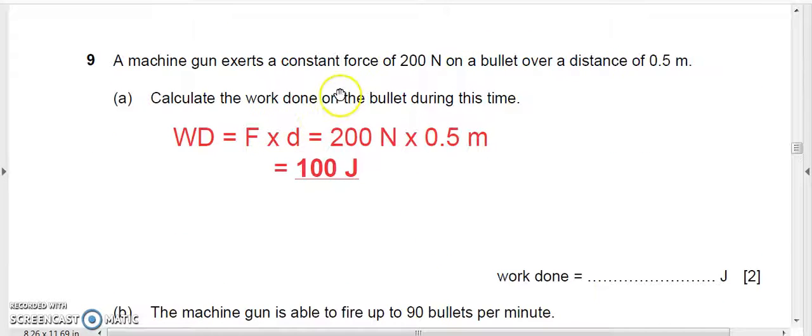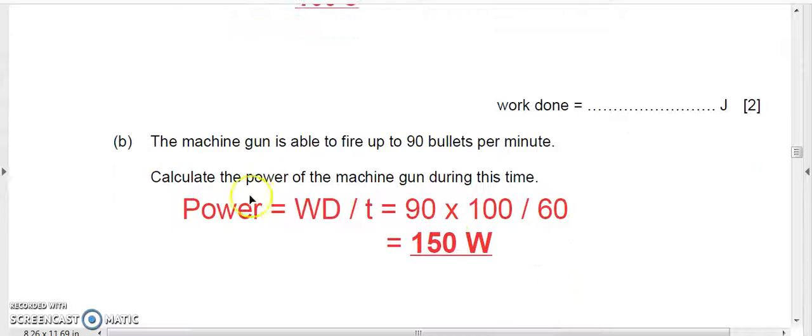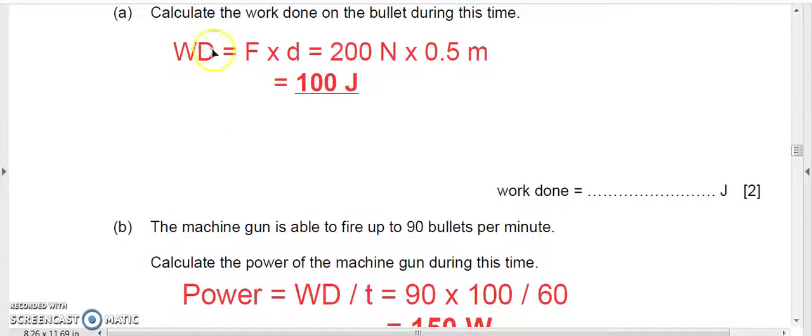Question 9. The work done formula is just force times distance. You've got to make sure the distance is moving in the same direction as the force. If it is, you're good to go. So force 200 times 0.5 equals 100 joules. If I can fire 90 bullets per minute, you've got to remember, times 90 divided by 60 seconds. So the final answer for power is 150 watts. Basically, for these two questions you just need to know this: work done equals force times parallel distance, and power equals work done over time. That's it.